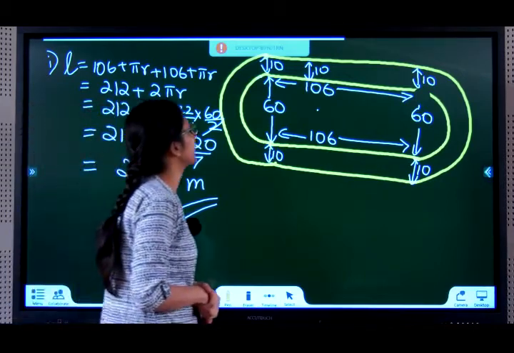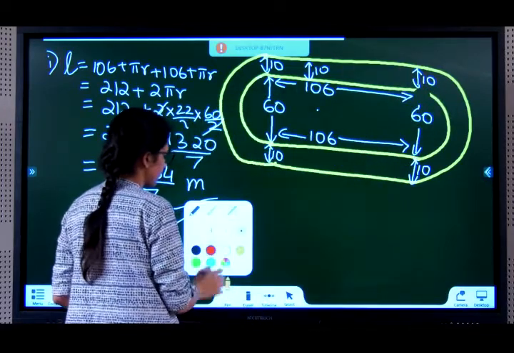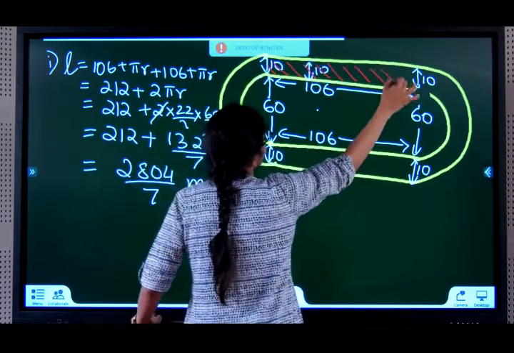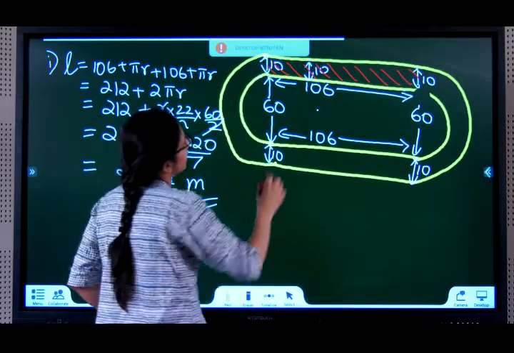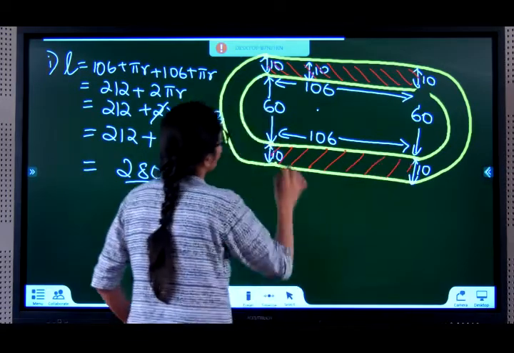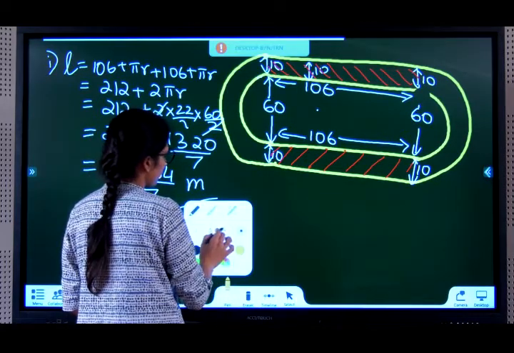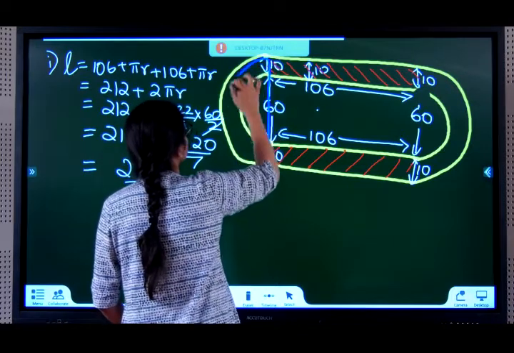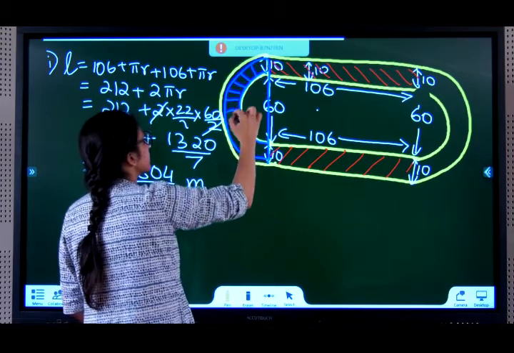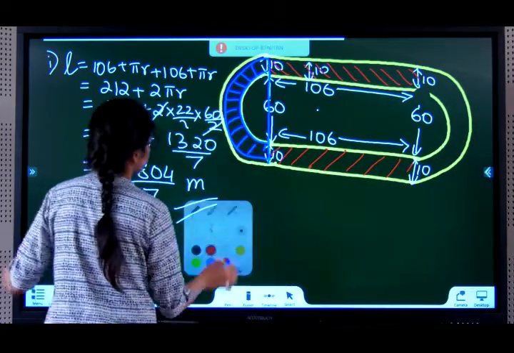In order to find out the area, we will treat this like one section, another section. Please observe, this portion can be treated as a rectangle, length into breadth. Agreed? Length is 106, breadth is 10. Same thing with this portion. What about this one? For this, we will take area of big semicircle minus the area of small semicircle. That will give us this region, and the same thing applies here. So let's split it up.